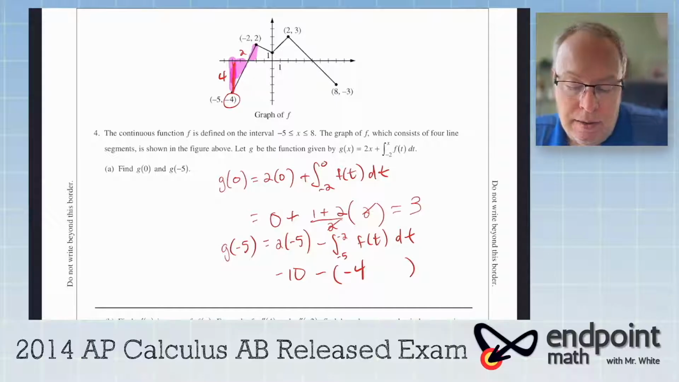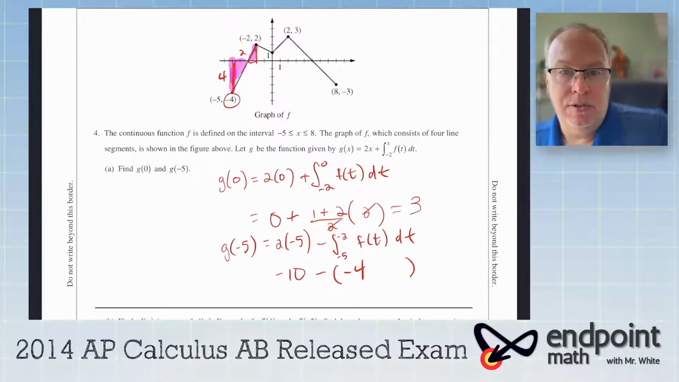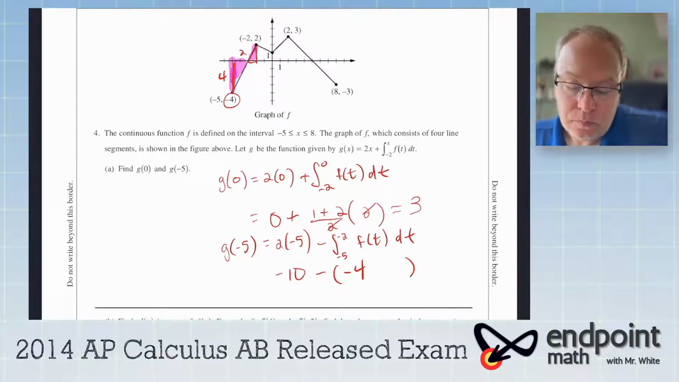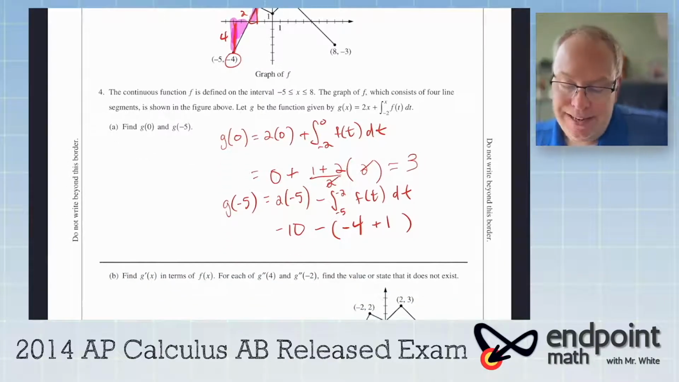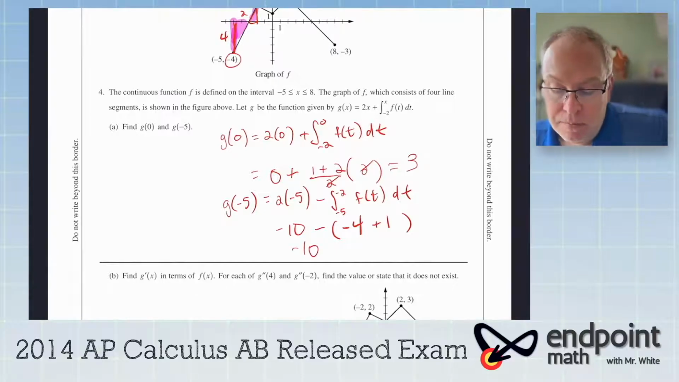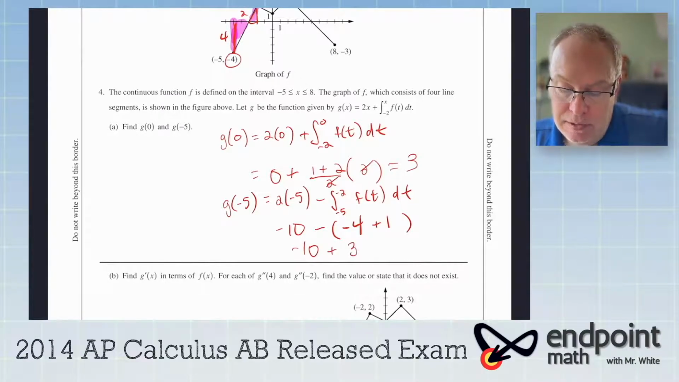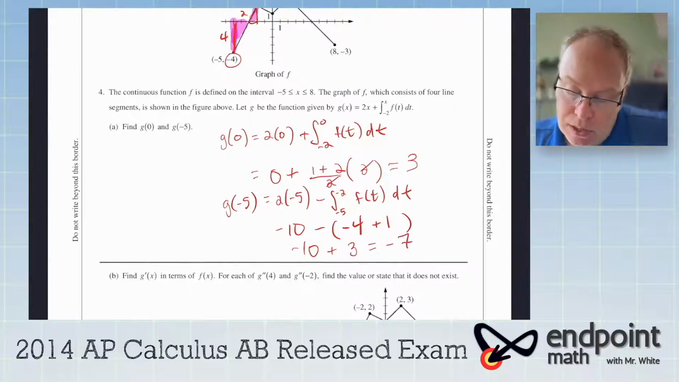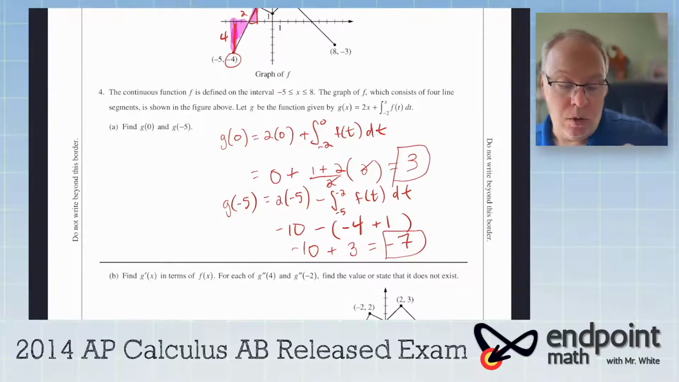And then this is above the x-axis, and it is a base 2, or I'm sorry, base 1 with a height of 2. So that's an area of 1. So we would add 1. So that ends up being negative 3 in there. So negative 10 plus 3 is negative 7. And both of these are the correct answer. So you want to show all your work there.